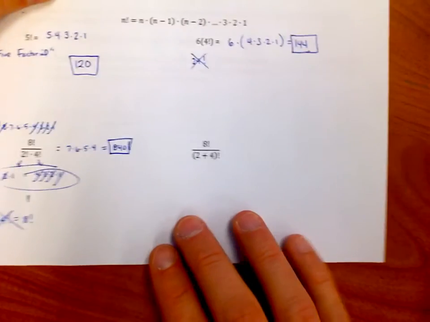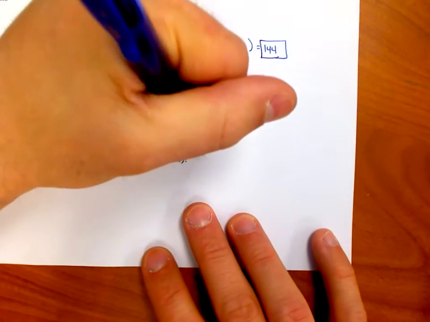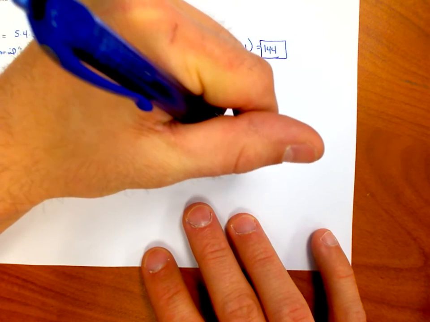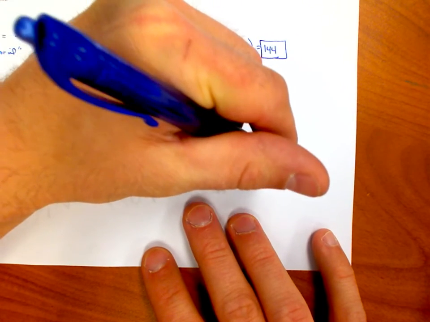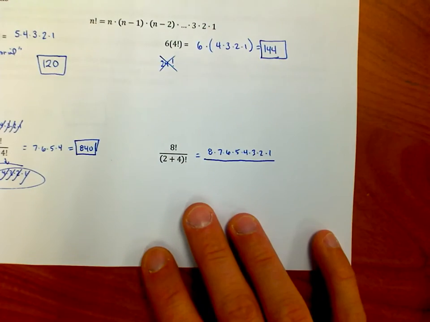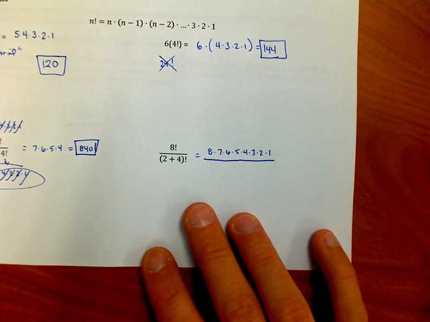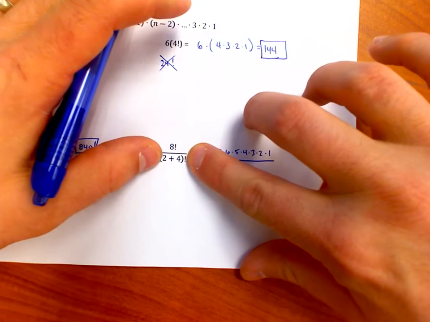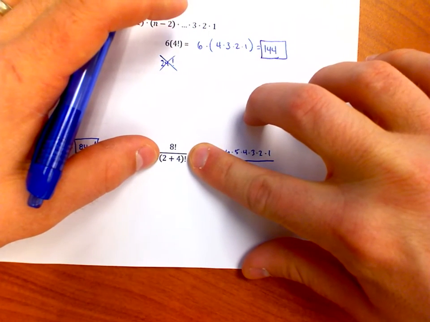Last problem here. What if I get 8 factorial on top? That is to say 8 times 7 times 6 times 5 times 4 times 3 times 2 times 1. And on the bottom, I get 2 plus 4 factorial. Now notice in this case we have to do order of operations. I have to do the 2 plus 4 first to understand what I'm trying to do the factorial of.